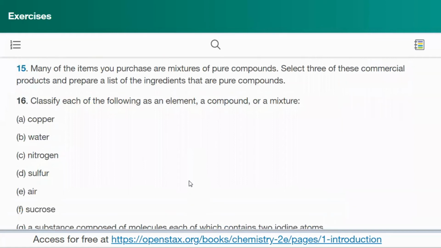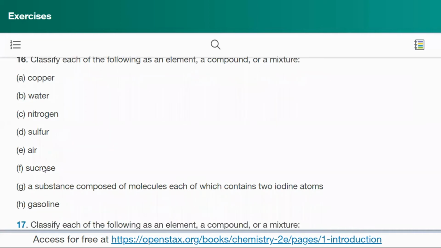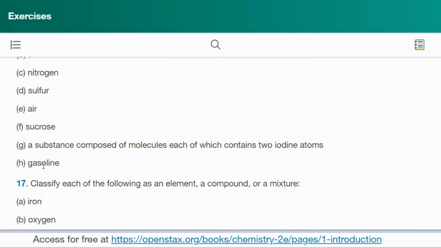I think it's helpful to try to conceptualize these things. 16, classify each of the following as an element, compound, or a mixture. I'd say copper is an element. Water, being H2O, is a compound. Nitrogen is an element. Sulfur is an element. Air is a mixture of things like nitrogen, oxygen, argon, carbon dioxide. Sucrose is a compound because it's made of, I should know this, hydrogen and carbon.